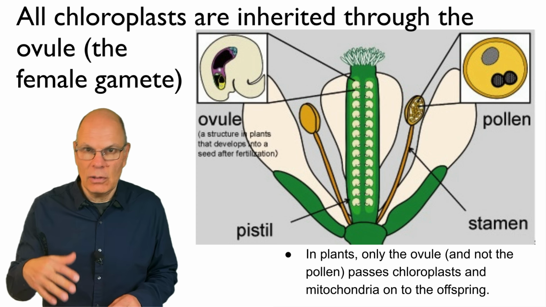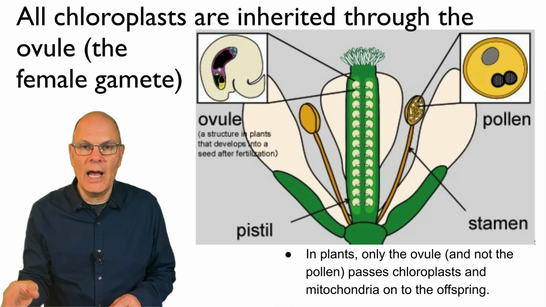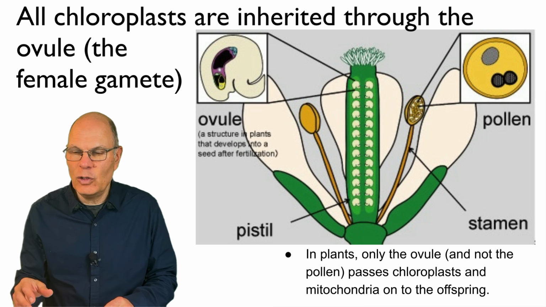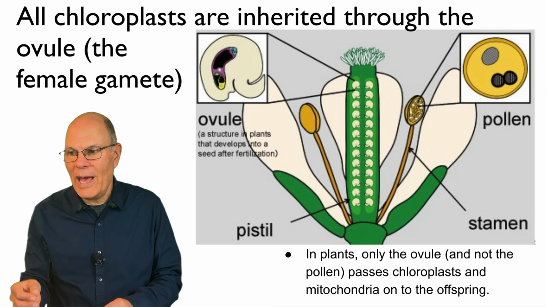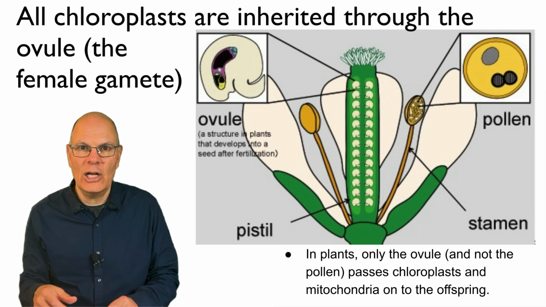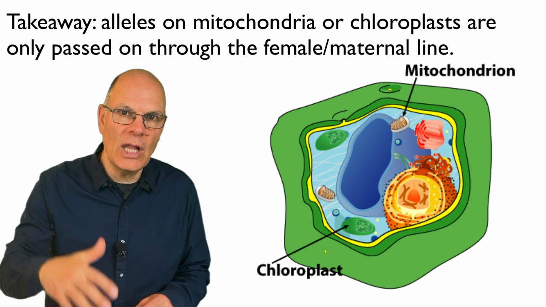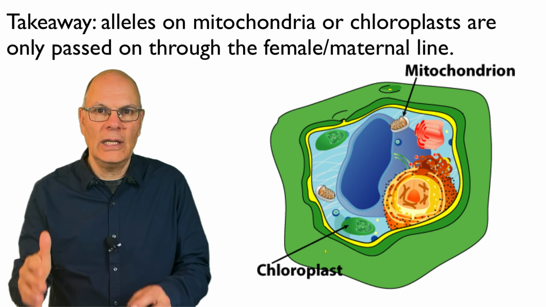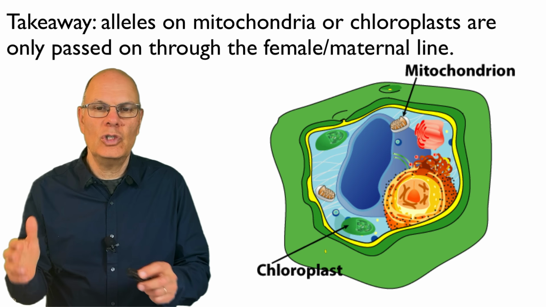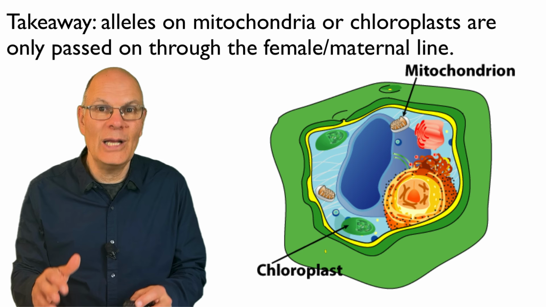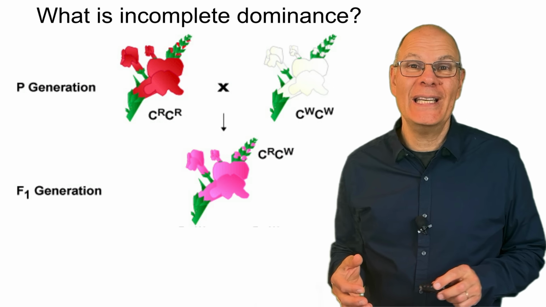In plants, they also have mitochondria, so the same rule applies, but they also have chloroplasts, and only the ovule, not the pollen, passes on chloroplasts and mitochondria to the offspring. So it's the same thing. It's female line inheritance of alleles when it relates to genes that are on an organelle, such as the mitochondria or a chloroplast. What is incomplete dominance?